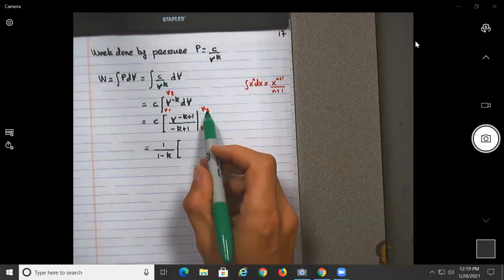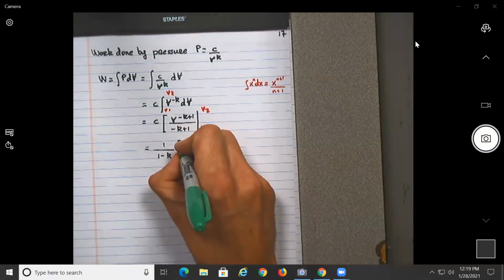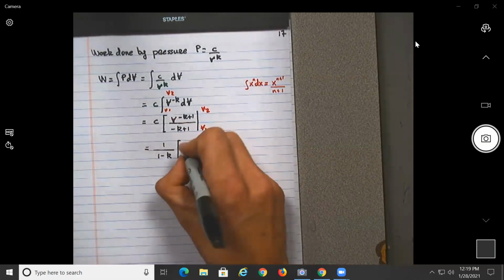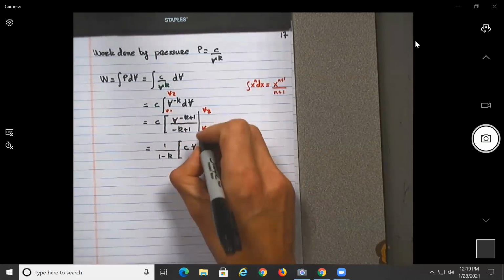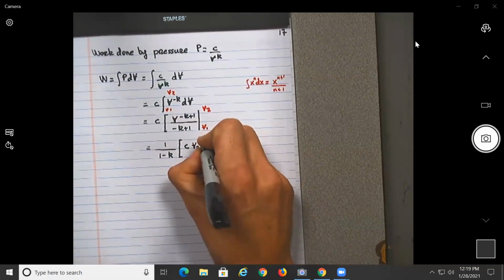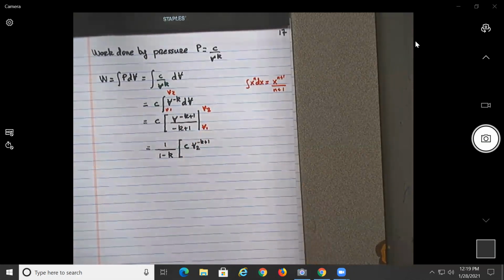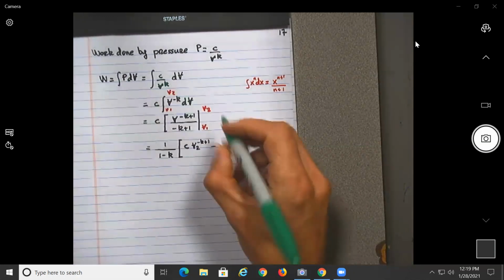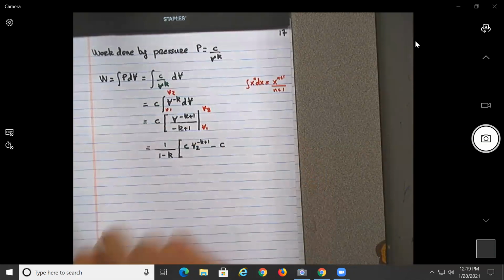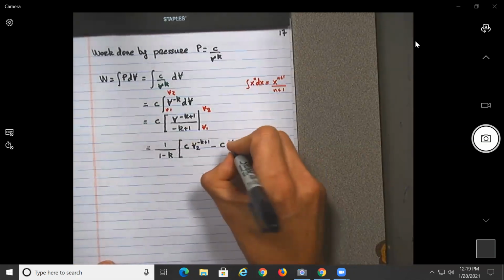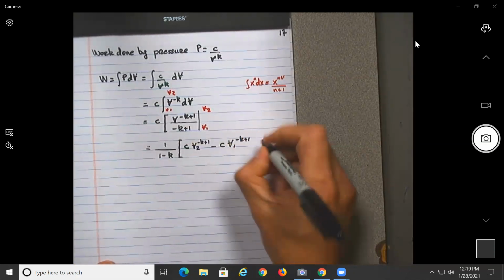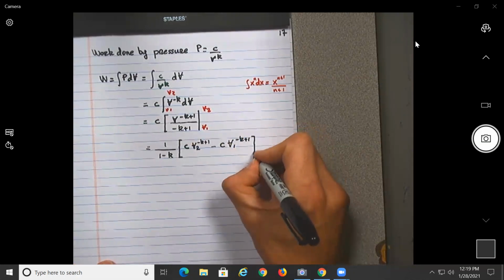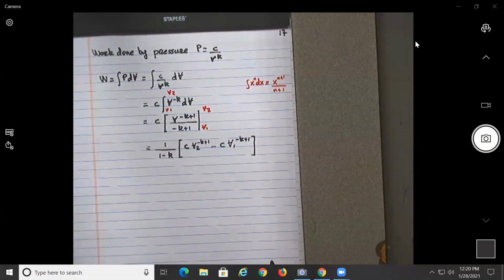So if I first do V2 over here, this should be equal to what? C times V2 to the minus K plus 1, minus C times V1 to the minus K plus 1.